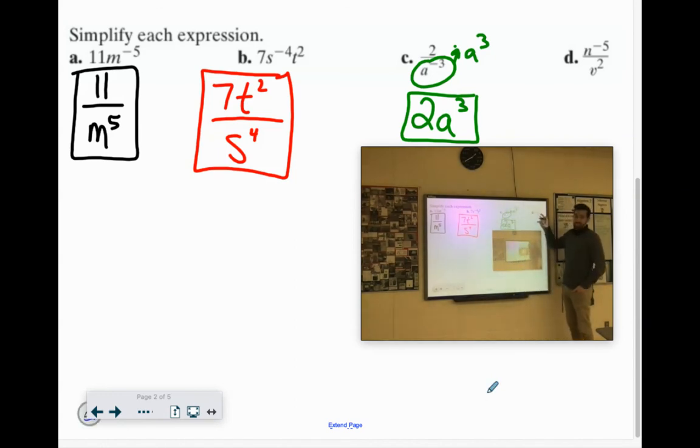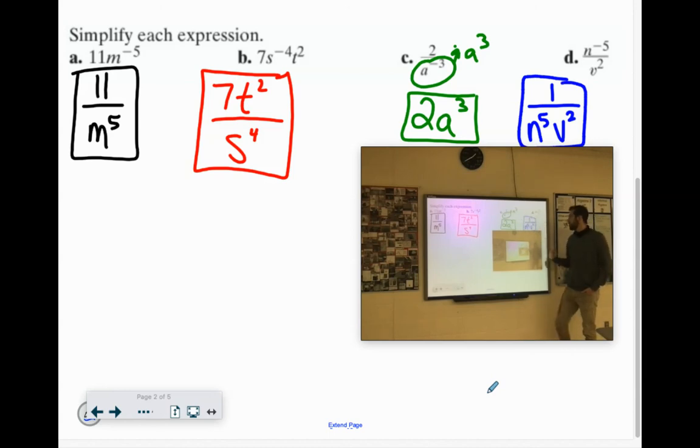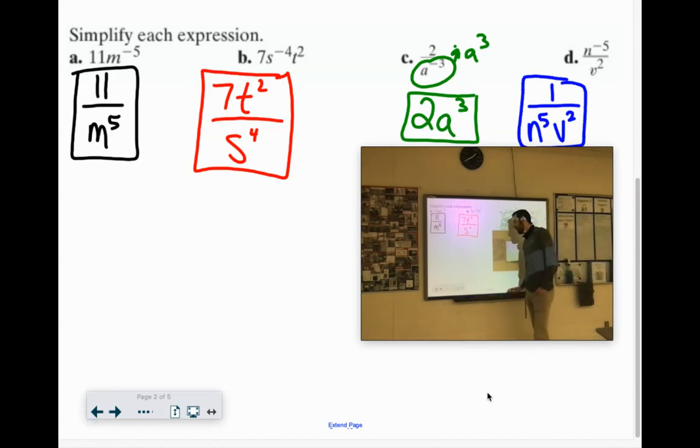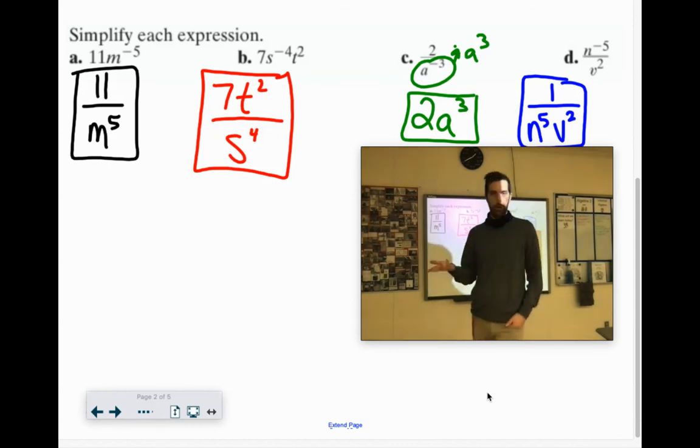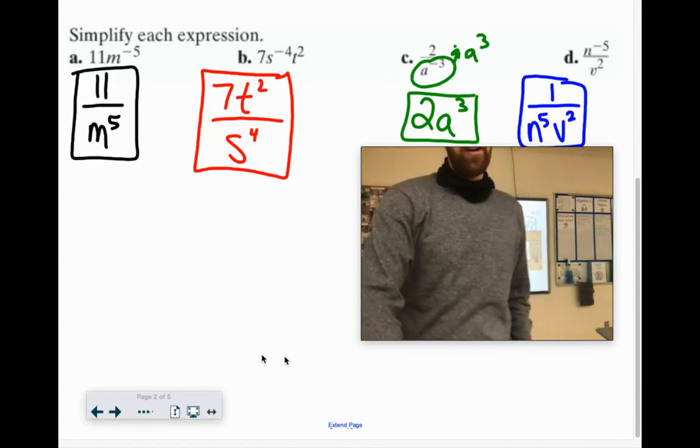And the d, n to the negative fifth, we got to move negative exponents, so move it to the bottom. n to the fifth. The v squared is positive down there, so it stays. And you got to put a placeholder up top, so you have to put a 1 up there. Also, once you start getting all these variables in, you're going to want to make sure that it's in alphabetical order.